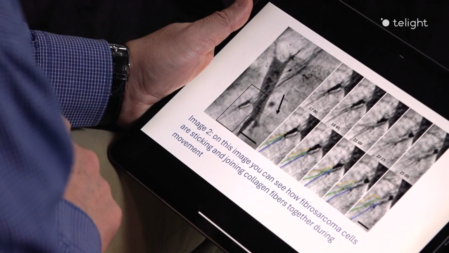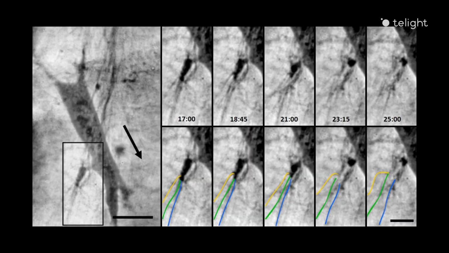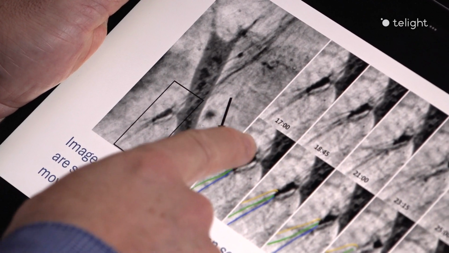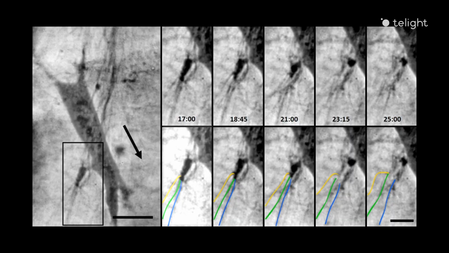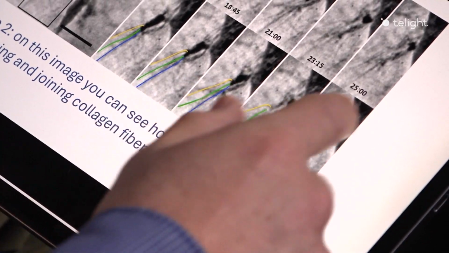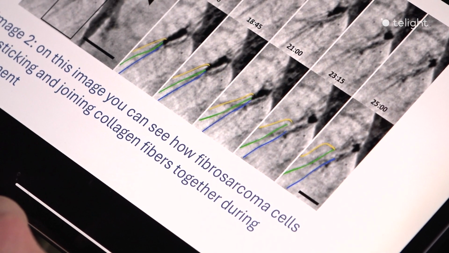This is the same type of cells, fibrosarcoma cells, which are basically cancer of soft tissue. And here you can see another very interesting aspect. The cell is sticking to the collagen fibers, which are depicted in colors. And as you can see, over time it is moving the fibers and joining them together to make stronger fibers out of the individual fibers, which is helping it to move forward.